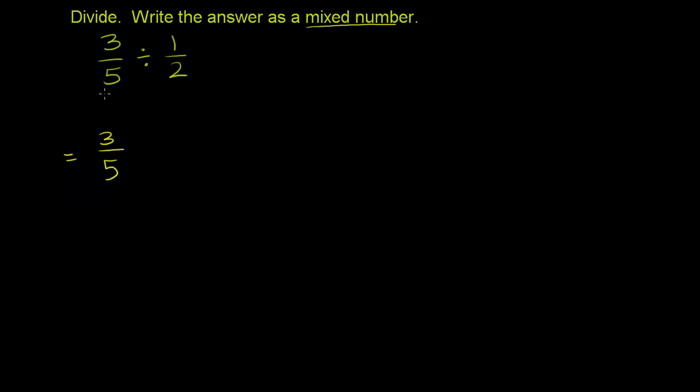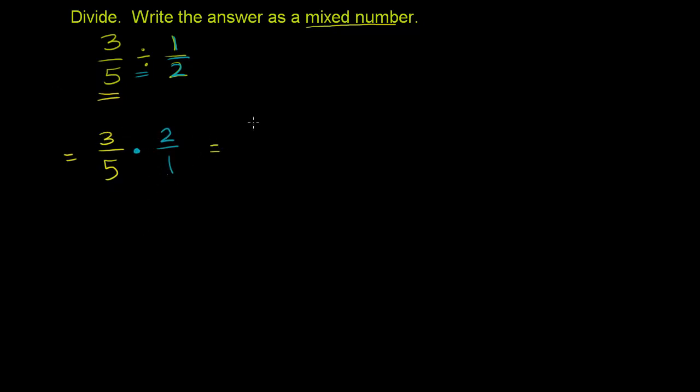times. So this is our 3/5 right here. And instead of a division sign, you want a multiplication sign. And instead of a 1/2, you want to take the reciprocal of 1/2, which would be 2 over 1. So times 2 over 1. So dividing by 1/2 is the exact same thing as multiplying by 2 over 1. And we just do this as a straightforward multiplication problem now.